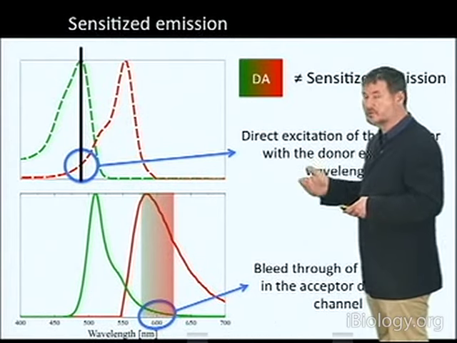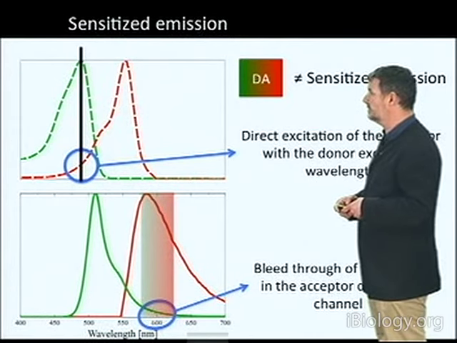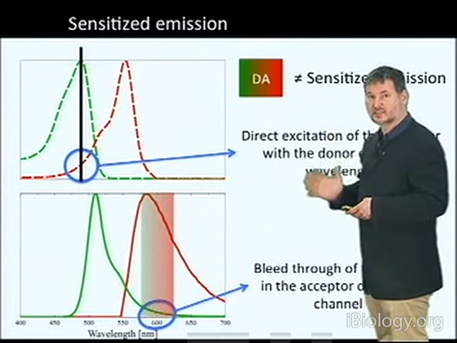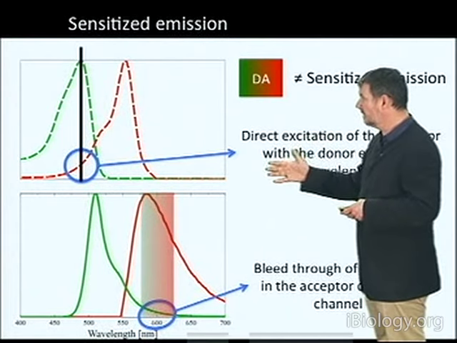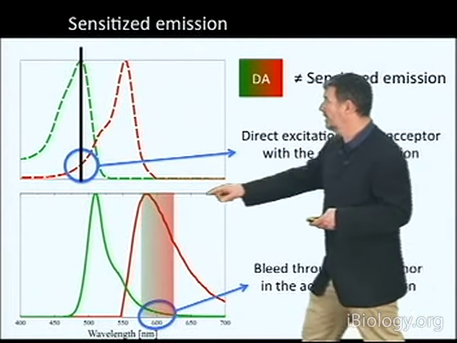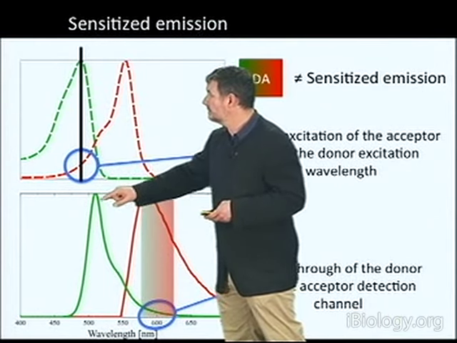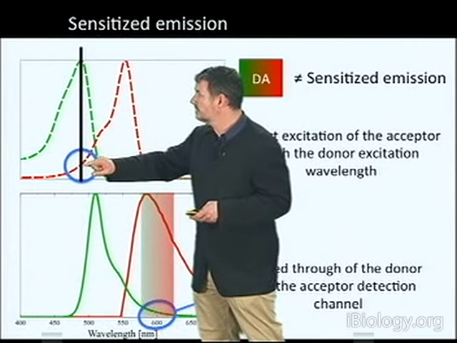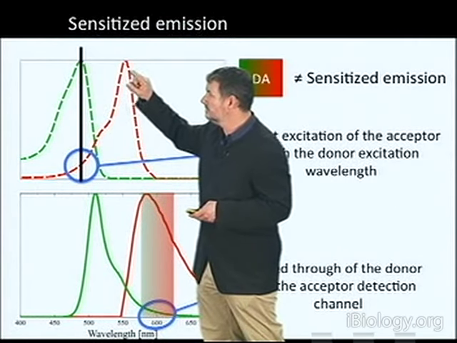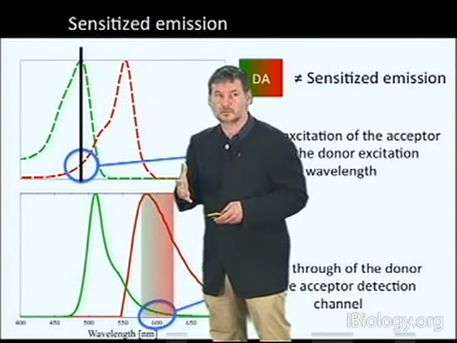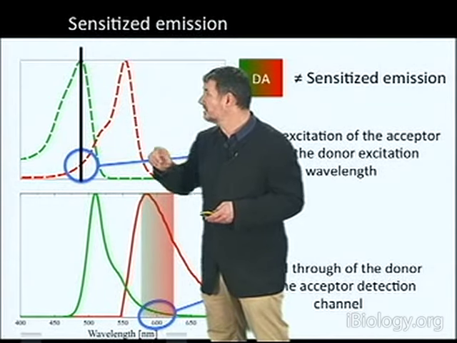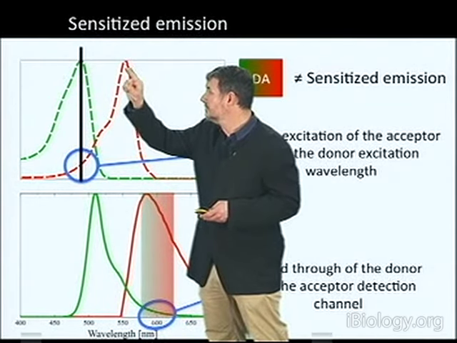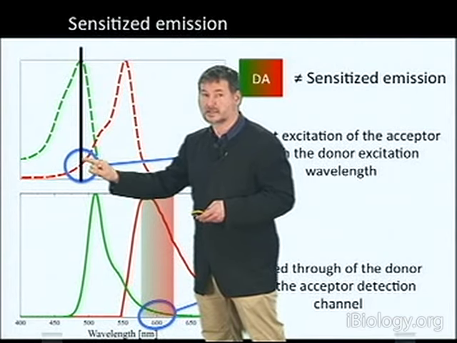So how do we do this correction? How do you determine these correction factors? We take a sample with the donor alone and determine basically the ratio between this and this. And we take a sample with the acceptor alone and we take the ratio between this and this. And thereby, by measuring in a sample where we have donor acceptor, for example, by exciting the acceptor, we can determine how much we directly excite the acceptor.